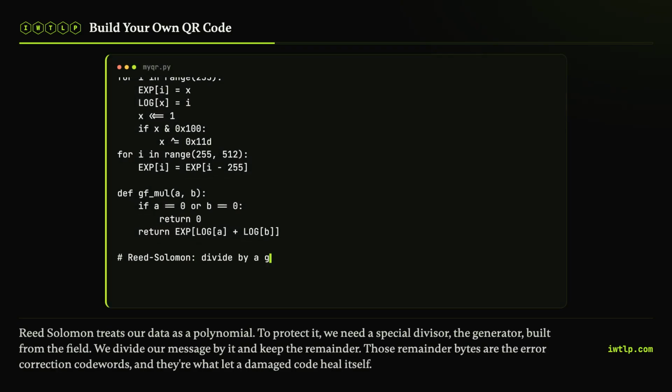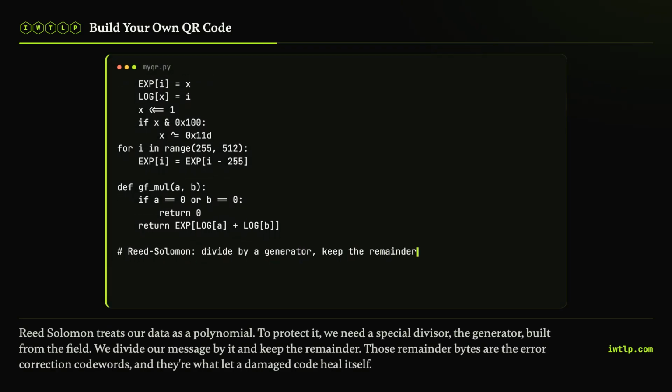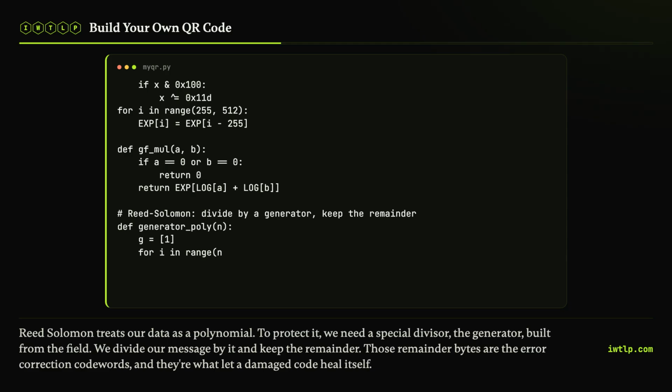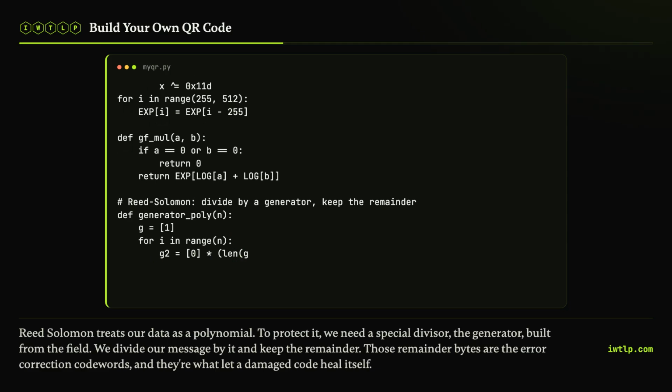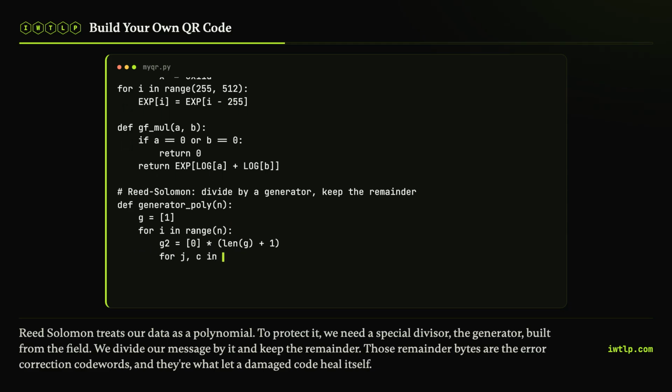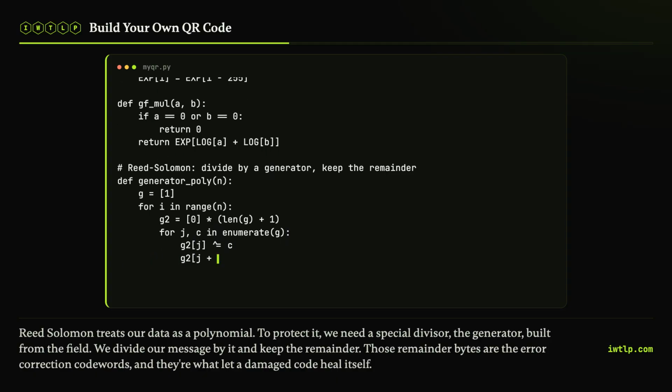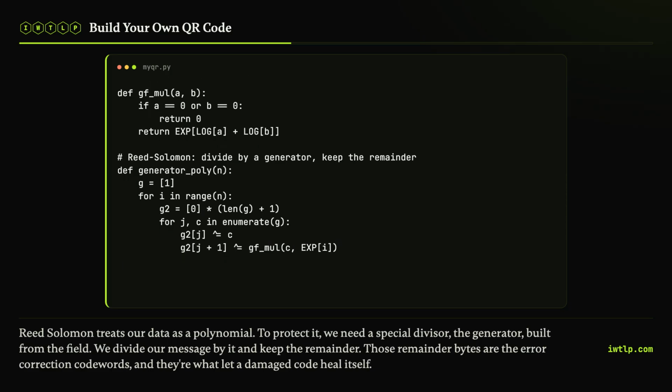Reed-Solomon treats our data as a polynomial. To protect it, we need a special divisor, the generator, built from the field. We divide our message by it and keep the remainder. Those remainder bytes are the error correction codewords, and they're what let a damaged code heal itself.